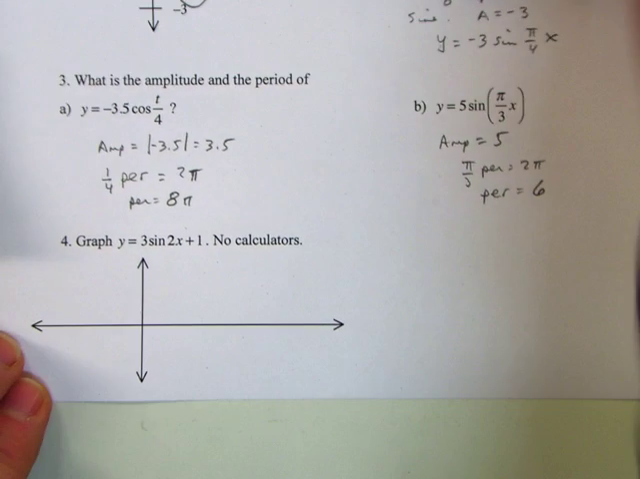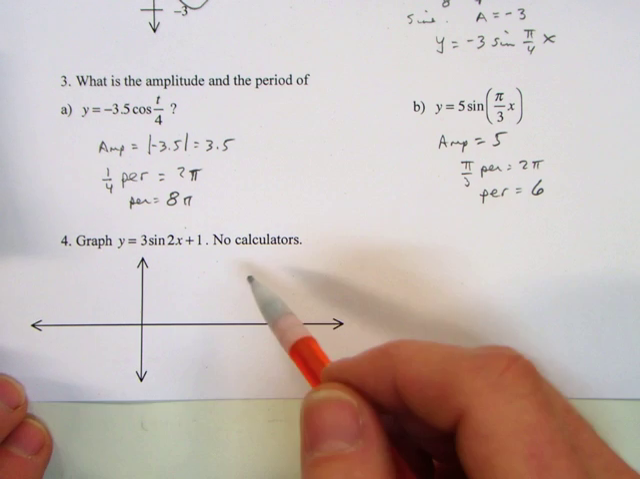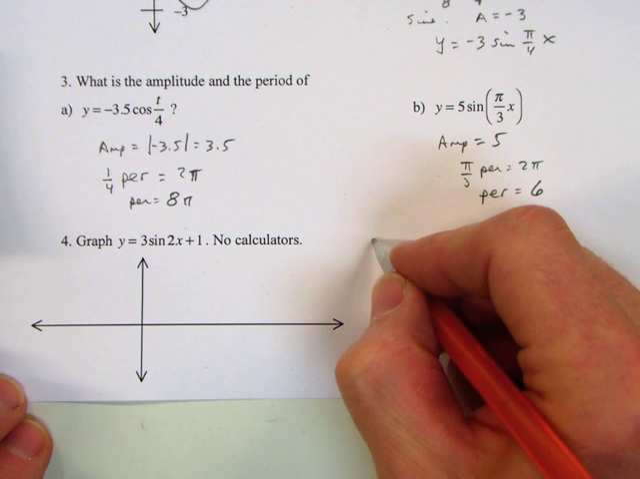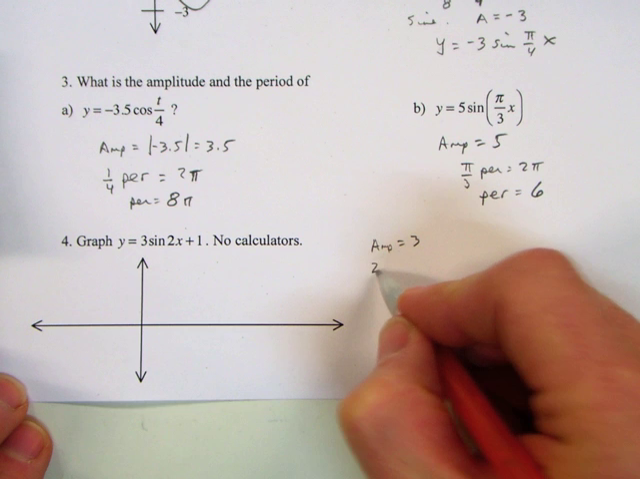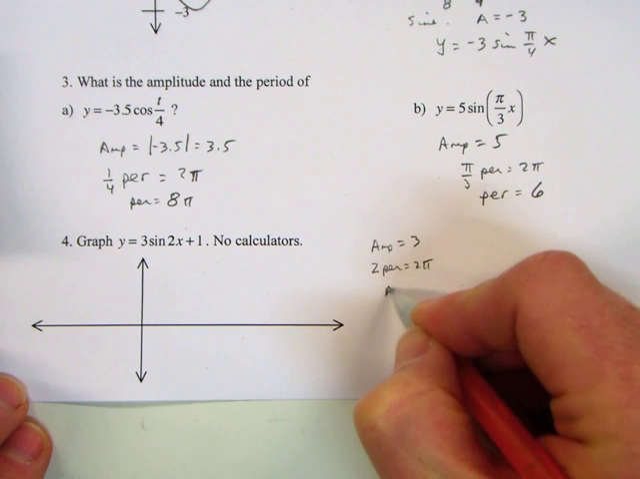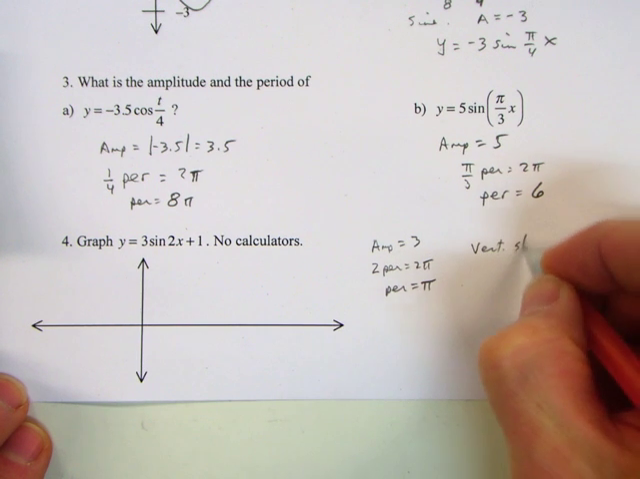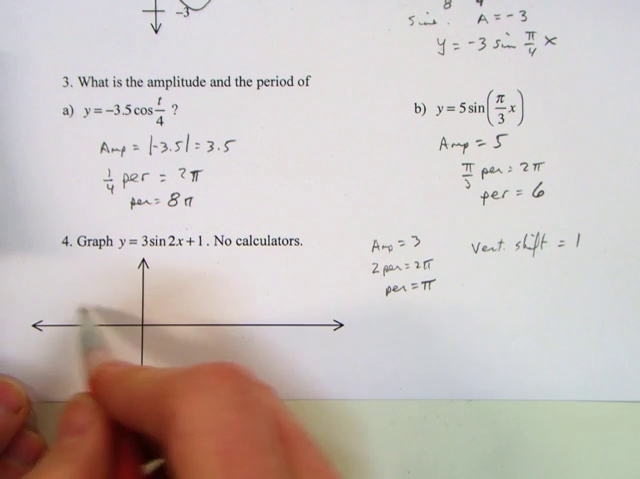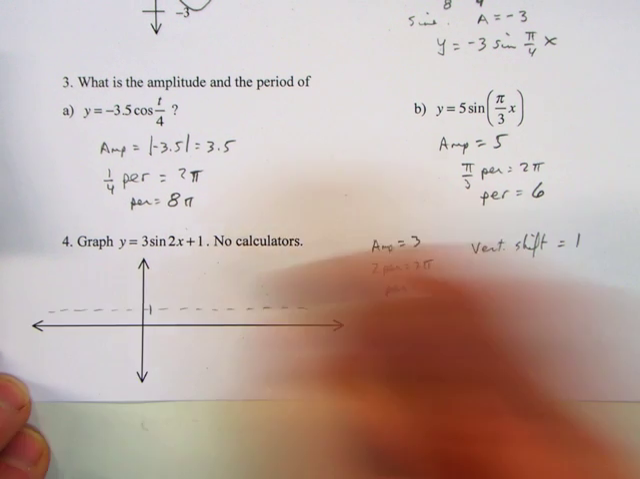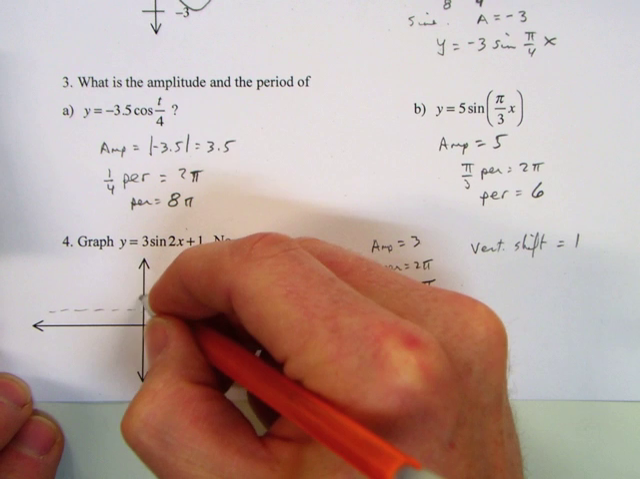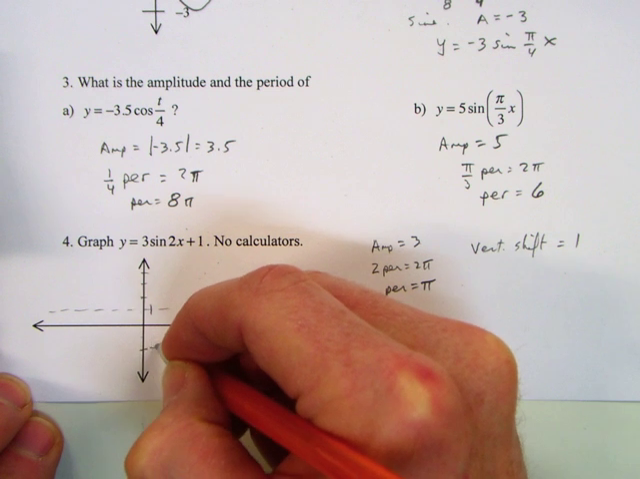Let's take a look and try to apply this to this particular problem. And this time, this is a little bit harder than those ones I just did because this has a vertical shift. So let's take a look at what we know here. We know the amplitude is 3. We know we have 2 periods in 2 pi, or in other words, 1 period in pi. And we have a vertical shift of 1. So we can start by going this vertical shift of 1. From there, we know we're going to go up 3, 1, 2, 3, and down 3, 1, 2, 3. So we're going between negative 2 and 4.